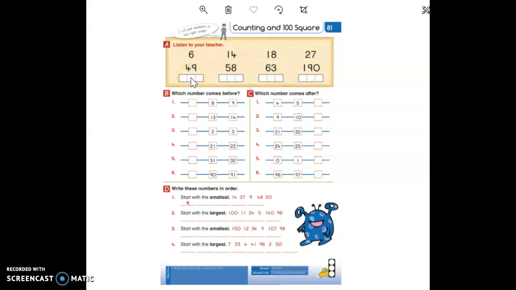So in the first box here, I want you to write the number 14. Now you can write the number that comes before 14 and after 14. The next one, I would like you to write the number 63. So can you tell me what number comes before 63? Yes, 62. And what number comes after 63? Correct, 64. The next one, I would like you to write the number 49. And the last one, I would like you to write the number 27.